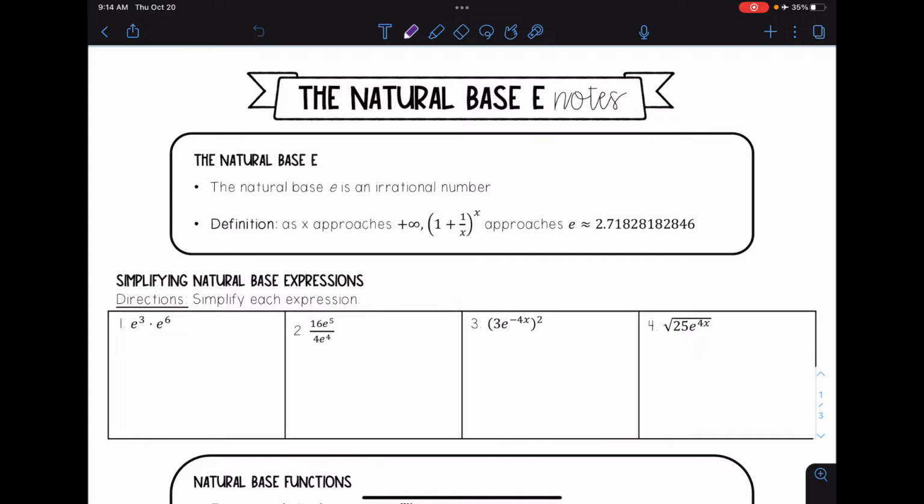Basically, if you graph (1 + 1/x)^x, on the graph you get something that looks like this, and it keeps approaching this special number, which we call e.